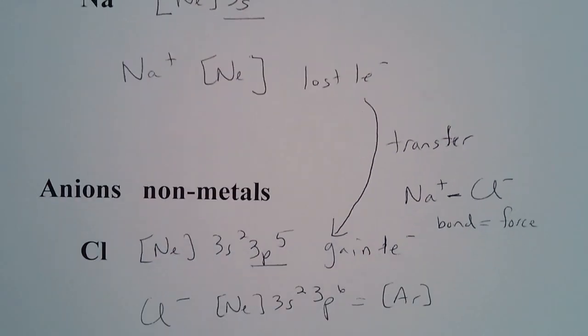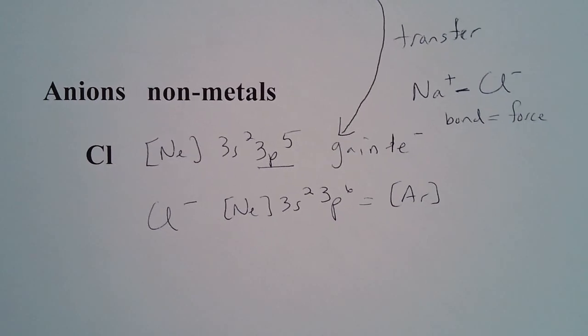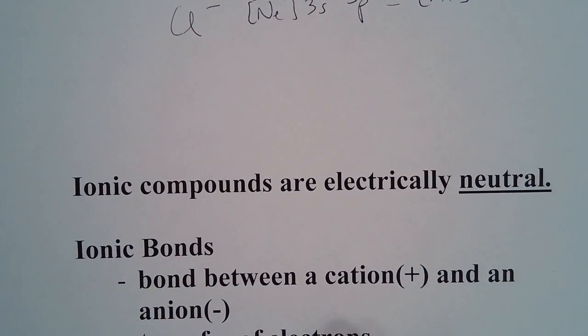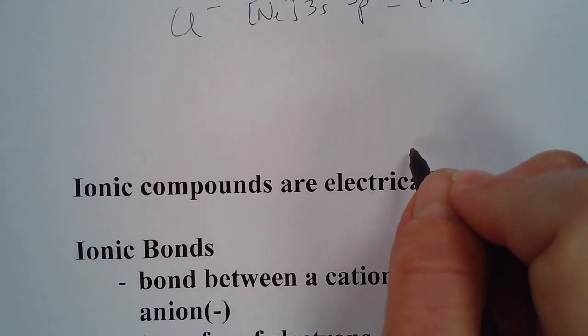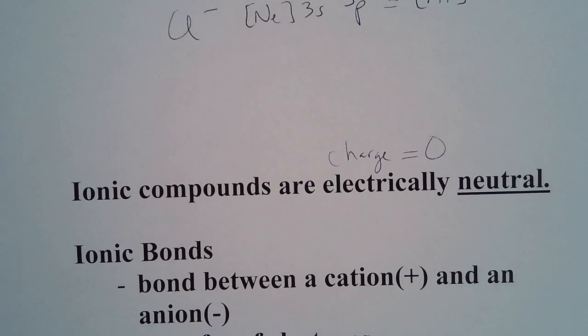So if I have a +1 and a -1, okay, and I put it together as NaCl. That's because all ionic compounds are what we call electrically neutral. So everything has to equal 0. So back a long time ago when we started writing formulas, we mentioned the fact that everything has to come to 0. So we're coming back to that idea.